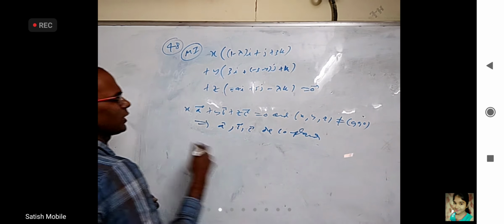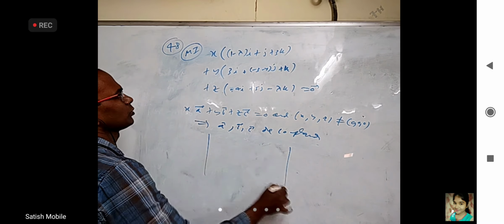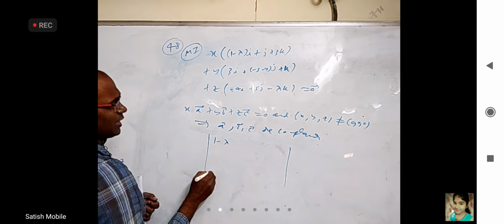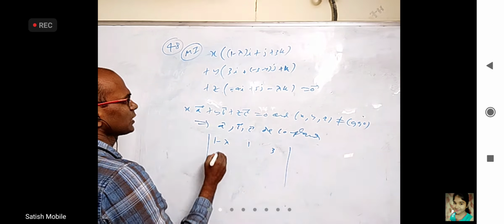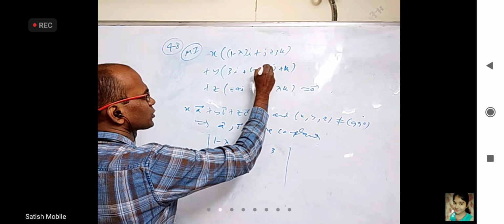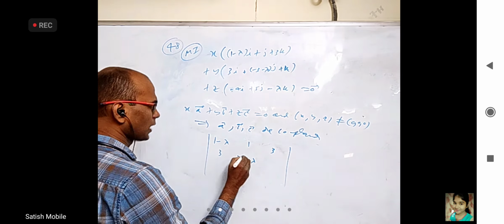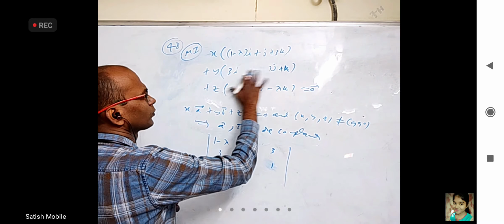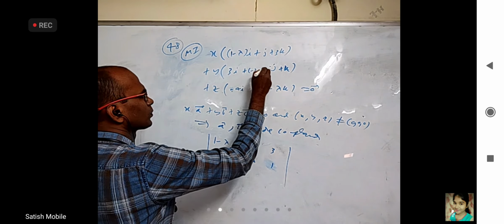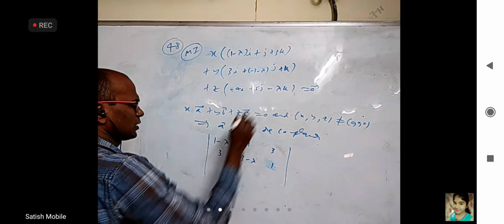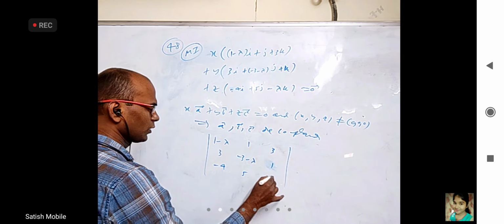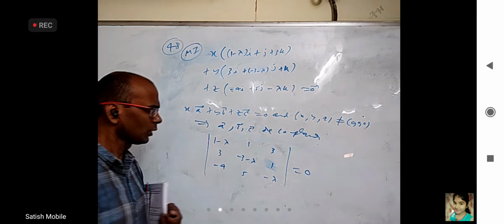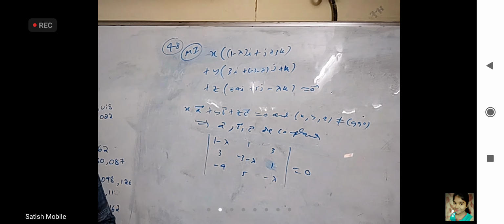When they are coplanar, we know that the determinant should be 0. What is that? 1 minus lambda, 1, 3, 3, and this is the lambda actually, sorry. Minus 3 minus lambda, 1. And here it is minus 4, 5 minus lambda, that should be 0. If you expand this, you will get a cubic equation in terms of lambda. We should get 3 answers unless roots are equal or something like that.